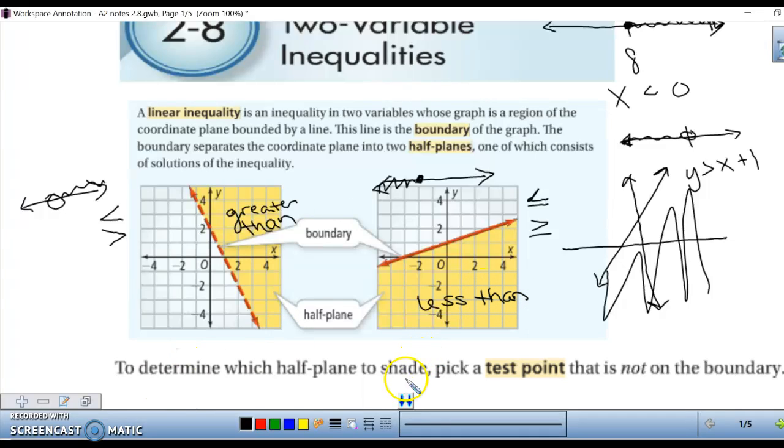Another way you can determine which side to shade is to test a point on the graph. The easiest one to test is 0, 0. So plug in 0 for x and 0 for y. If it comes out true, then you shade where 0, 0 is. If it doesn't, then you don't shade that part and you shade on the other side of the line.